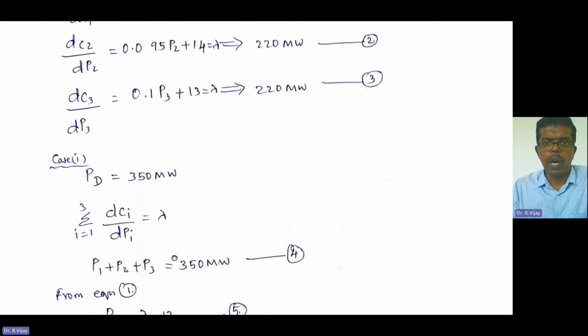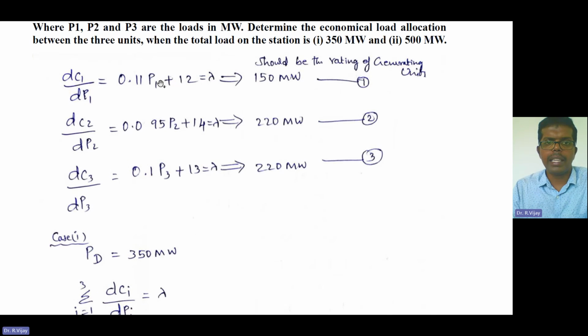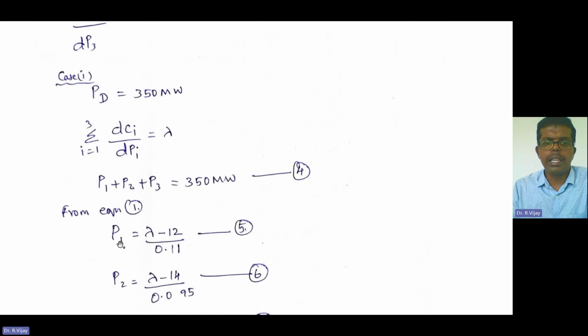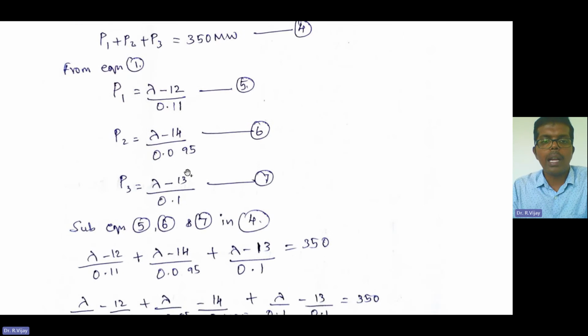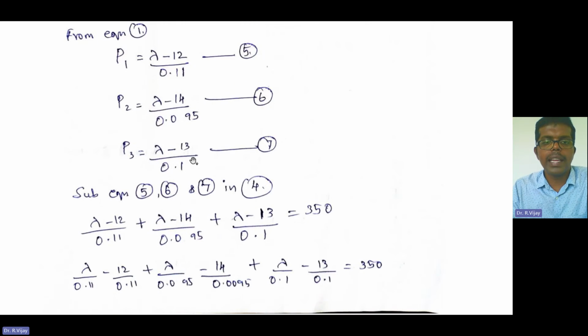From equation number 1, we take P1 outside. So P1 is equal to (lambda minus 12) divided by 0.11. That we are taking as equation number 5. Next, from equation number 2, P2 is equal to (lambda minus 14) divided by 0.095. That we are taking as equation number 6. Next, P3 is equal to (lambda minus 13) divided by 0.1. That equation we are taking as 7.